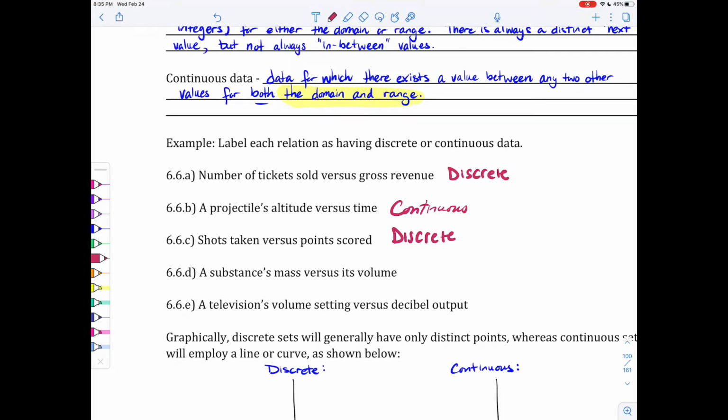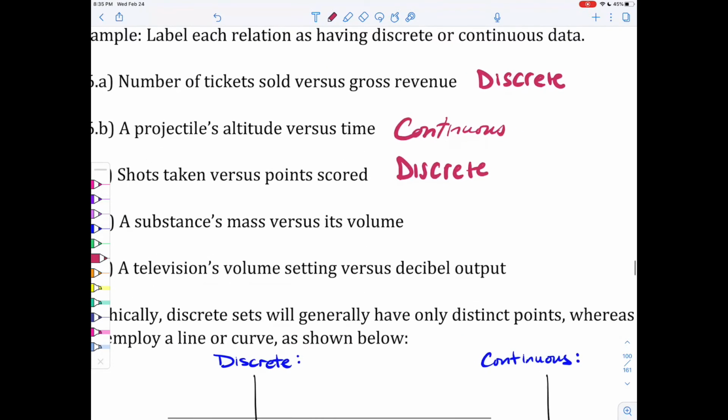A substance's mass versus its volume, that probably relates to density somehow. And again, we can't just jump from one mass to another. It's not like I was born at 3 kilos and all of a sudden I became the hulking 48-ish kilos I am today. I don't know what the actual value is. It's probably in that range. Anyways, I had to hit in between points there.